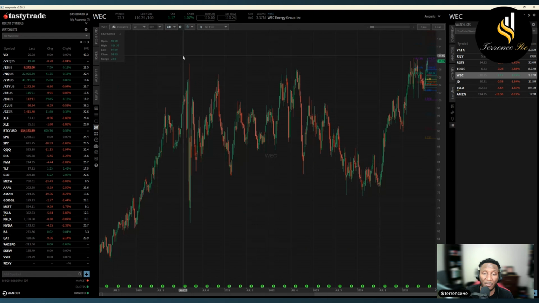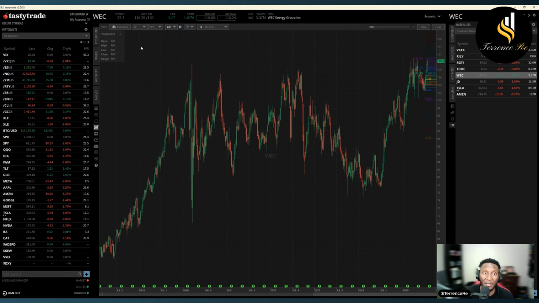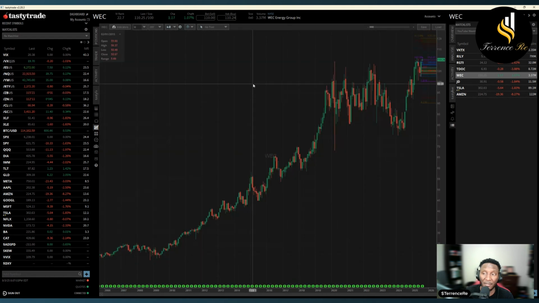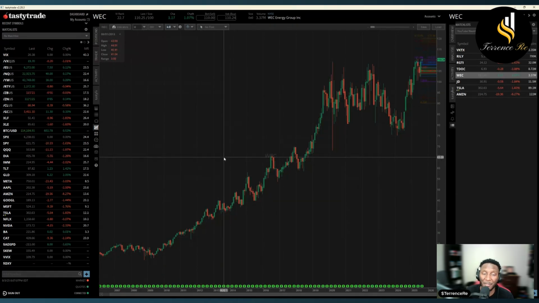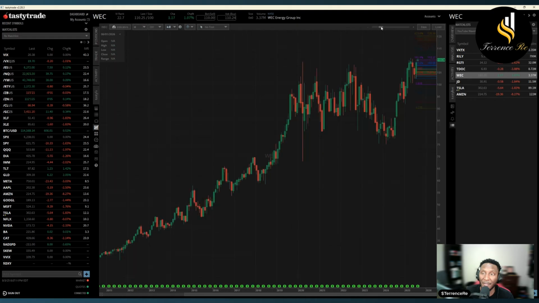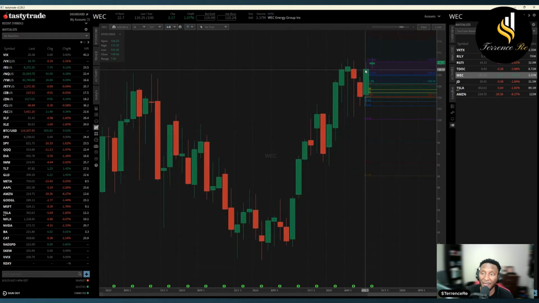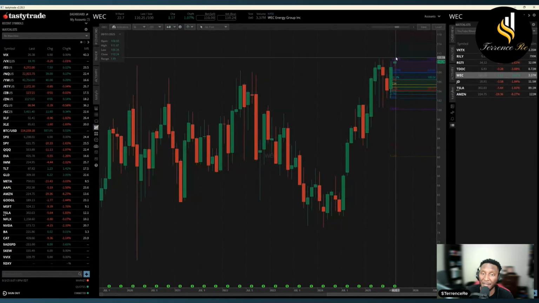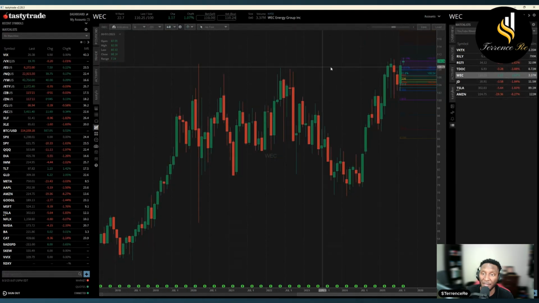Let's go out, we can go out years. Let's do a monthly chart. Look at that. So this is a 20-year monthly chart. This is as far as I can go. Look at that candlestick right there on the monthly. It just looks like it's getting ready to break out. And this is some real consolidation up here.